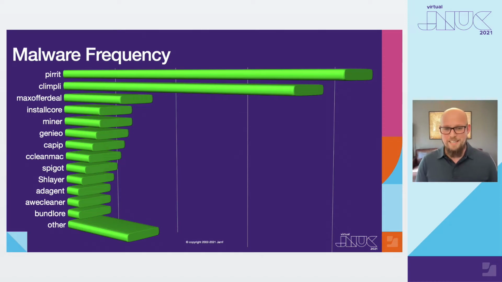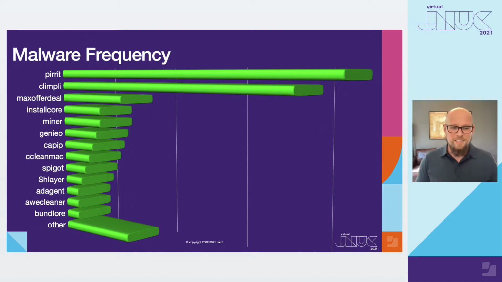Pirate and Klimply are at the top of the list here as two of the most abundant families of macOS adware. One thing you might notice is that Shlayer appears a little lower on the list here. If you're familiar with Shlayer, you know that it's one of the more common macOS adware families to run into, and it's kind of odd that we have it this low on the list.